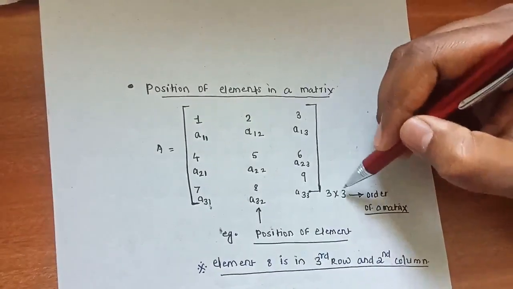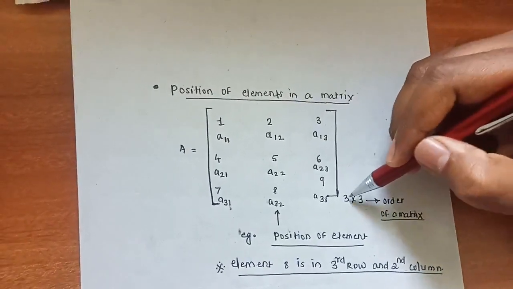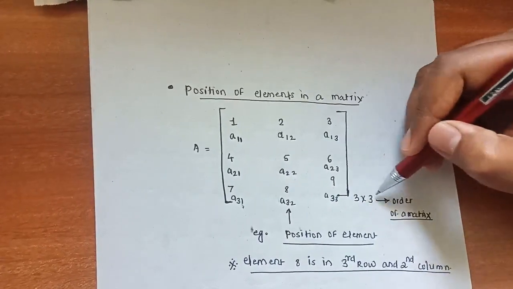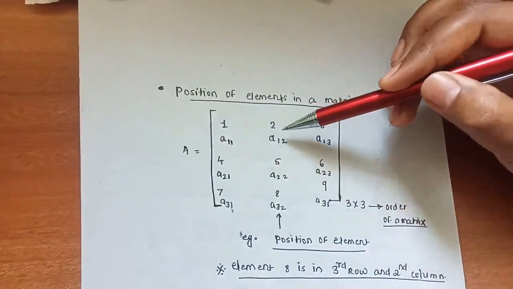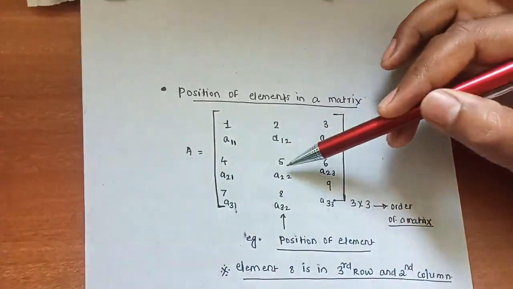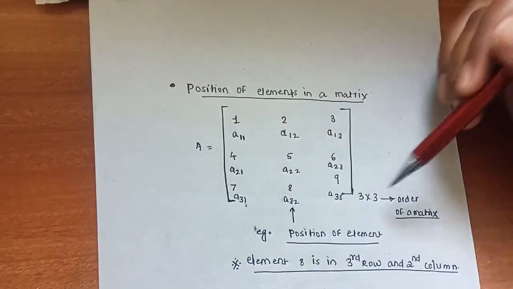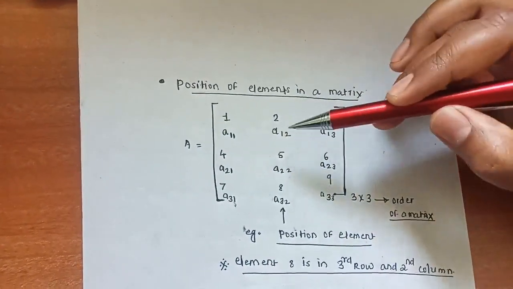The significance of this order is one more thing: a 3 by 3 arrangement means it consists of 9 elements. 3 into 3 is 9. So this matrix should consist of 9 elements. So 1, 2, 3, 4, 5, 6, 7, 8 and 9. So by looking at the order of the matrix, we can easily understand how many elements will be present inside the matrix.